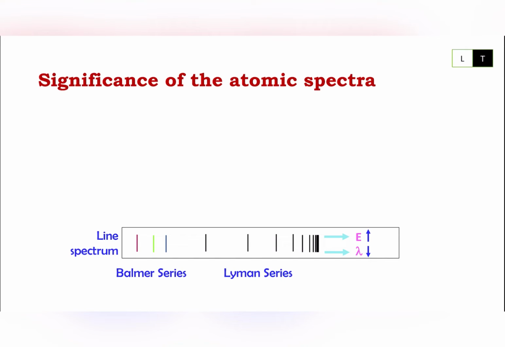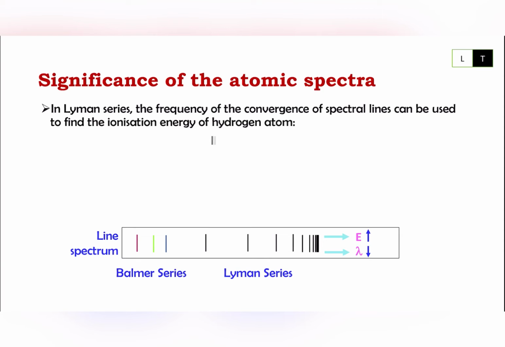In this video, I'm going to start to talk about the significance of the atomic spectra that leads to the ionization energy. For the Lyman series, the frequency of the convergence for the spectral lines can be used to find the ionization energy. For example, IE, the symbol for ionization energy, equals hν, and the frequency here, I just put it as infinity.